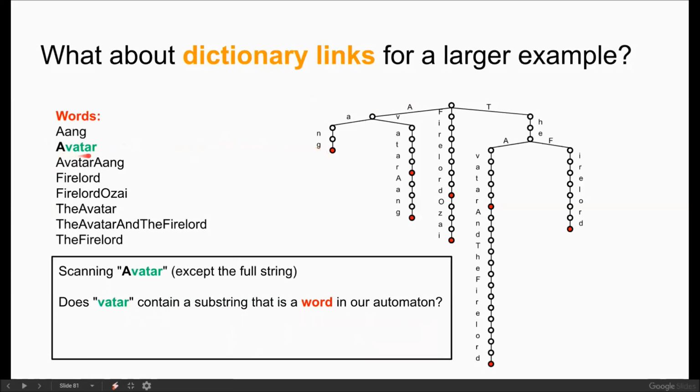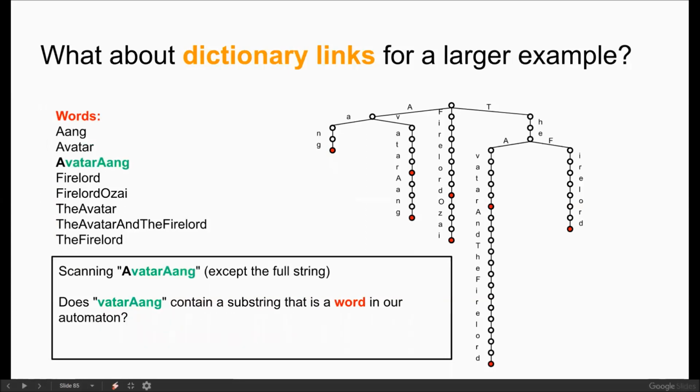Now let's scan this string. Again, we're not going to consider the first character, so really what we're considering is vatar. We ask, does vatar contain a substring that is a word in our automaton? It does not contain a substring that is one of these words. Since it doesn't, we know that for the nodes along this path for avatar, these nodes do not have outgoing dictionary links, because there is no substring in vatar that is also a word in here.